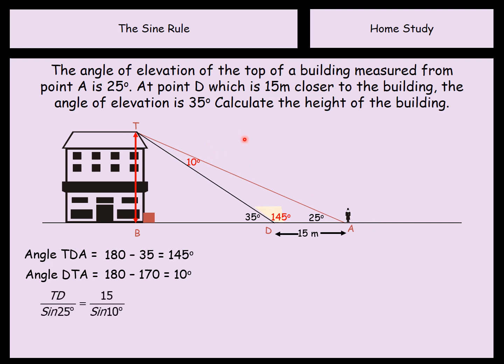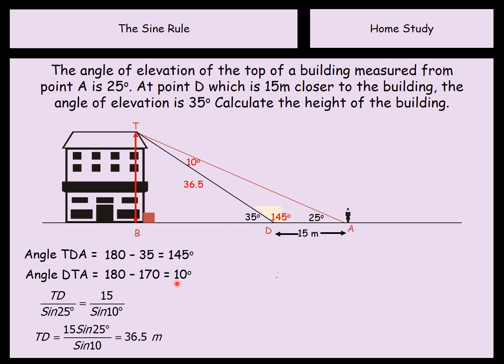Okay, next step, we can now start to use our sine rule. We've got T to D, so this opposite to this is equal to 15 opposite this. Okay, and we're still not finding out this height, but we can't find that height out yet because we don't know the length of this side. And if we find the length of that side, we can use normal SOHCAHTOA type trig in a second. So using our sine rule, we can work out the length T to D is 36.5 meters.